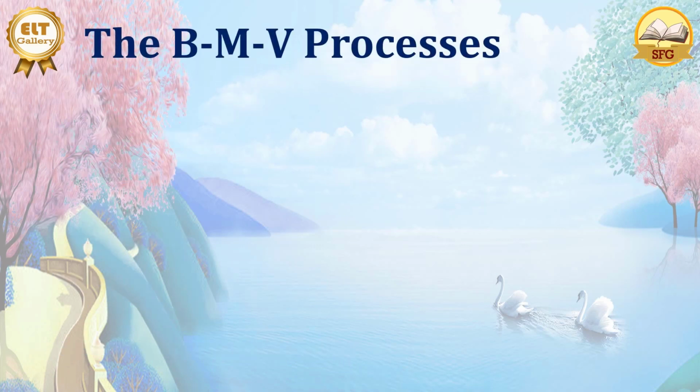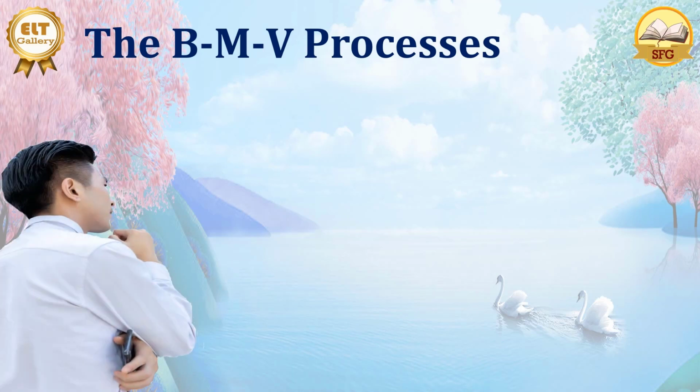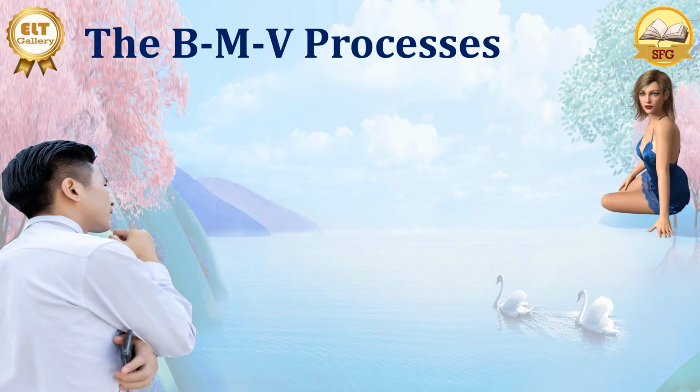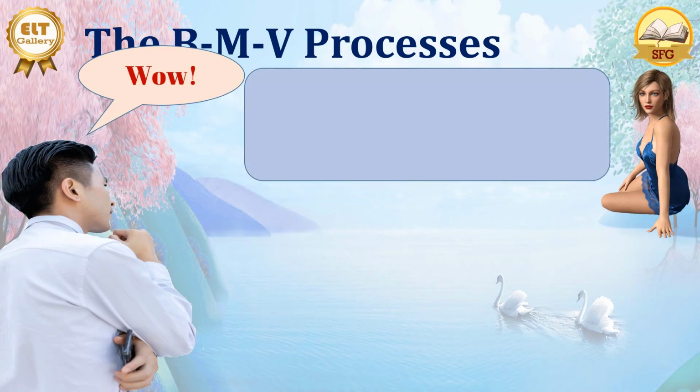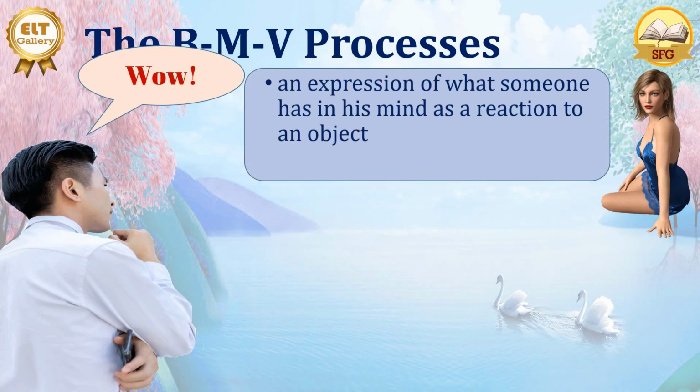We have the B, M, and V, or the behavioral, mental, and verbal processes. I just wrote it for short. Here we have Yìchén, a Chinese guy. And you know what he's looking at? Well, that's what he's looking at, a girl. When he sees the girl, he can say, wow. And wow here is an expression of what someone has in his mind as a reaction to an object. So here Yìchén says wow when he saw the girl.